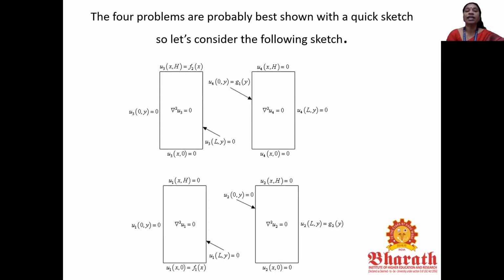Here u1 of x comma h is equal to 0, u1 of 0 comma y is 0, and u1 of x comma 0 is f1 of x. And in the next diagram, u2 of x comma h is 0, u2 of 0 comma y is 0, and del square of u2 is equal to 0. So u2 of l comma y is g2 of y, and u2 of x comma 0 is equal to 0.